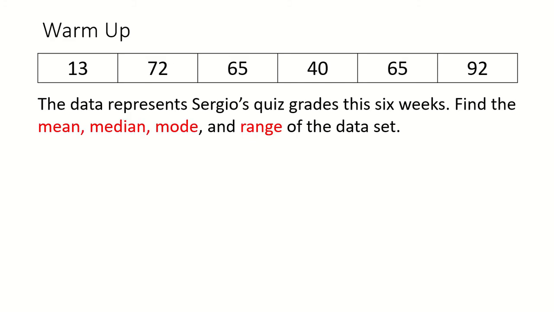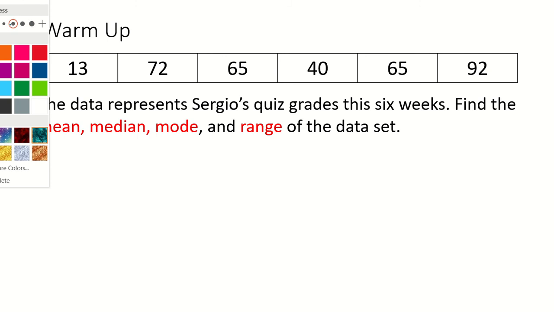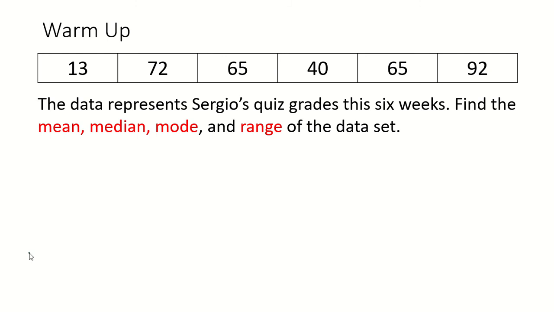All right. Well, this warm-up is very important. It's going to help you remember some old vocabulary words that you should know. So we've got a set of data here. It says the data represents Sergio's quiz grades this 6 weeks. Find the mean, median, mode, and range of the data set. Hope those words are ringing a bell. Do you remember mean, median, mode, and range? So we have 6 data points. These are all his 6 quiz grades. Looks like he did good on this one, but maybe not so good on some of the other ones.